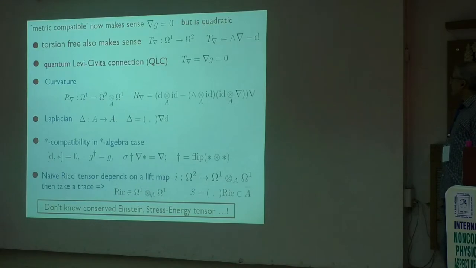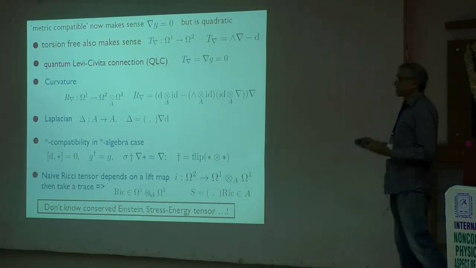So that is what we call a QLC, or quantum Levi-Civita connection. You have a curvature. This is a two-form valued operator on one-forms. You have a Laplacian. So this is to apply D, that's a one-form, apply nabla. That's in omega 1 tensor omega 1. Now apply the inverse metric. You have another function. So this goes from A to A. So this would be the Laplace-Beltrami operator. So all of the ingredients of physics are there.